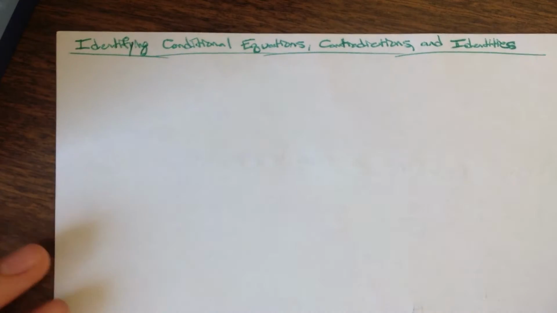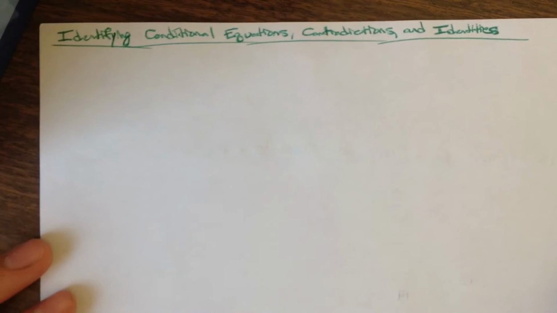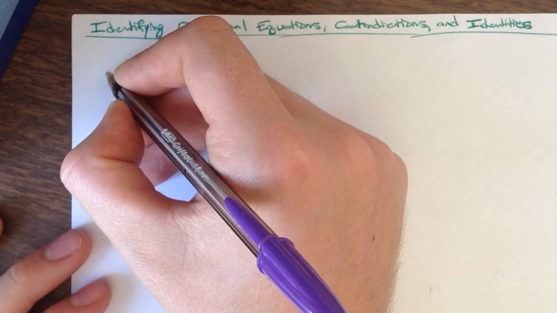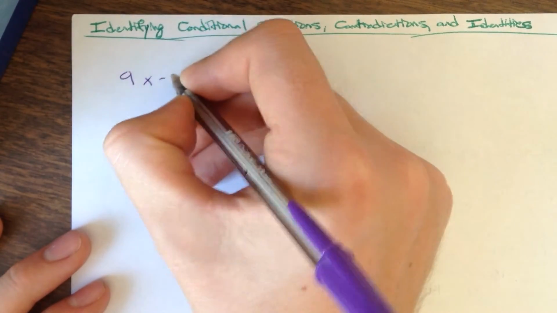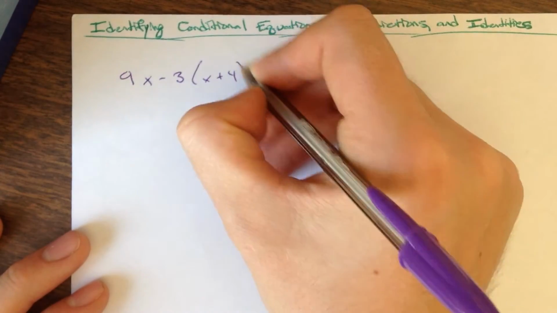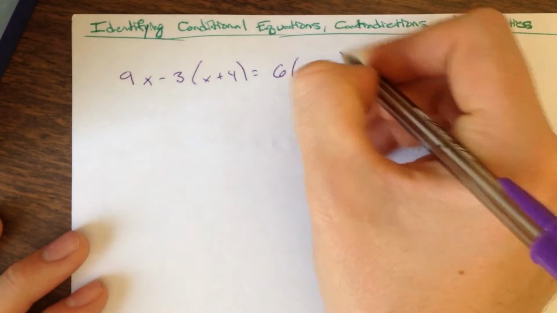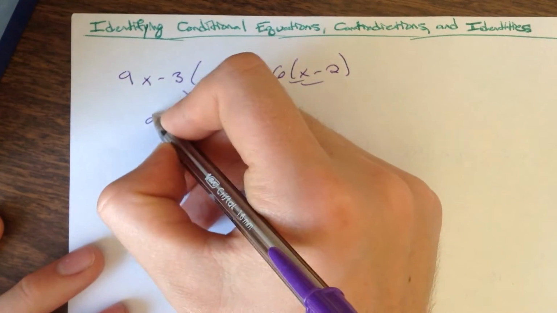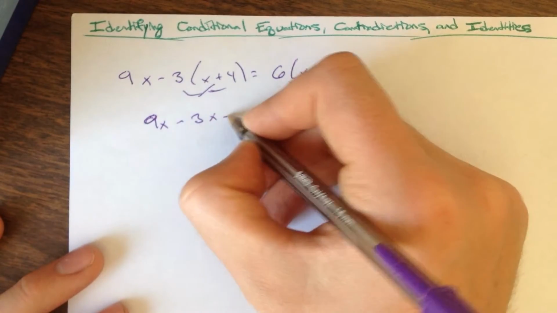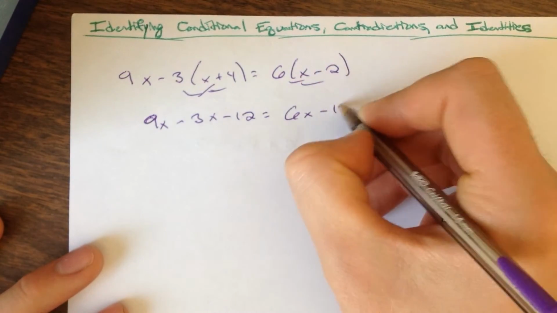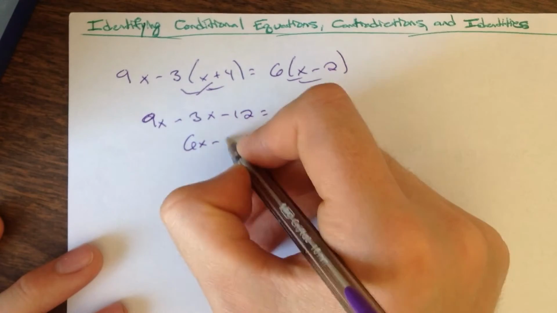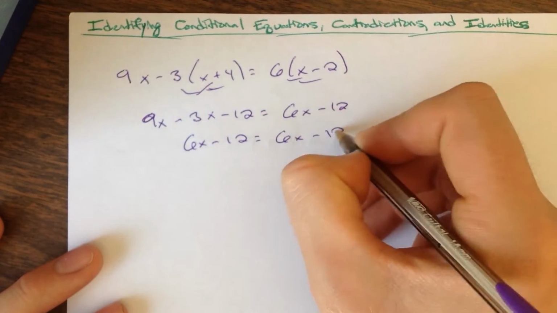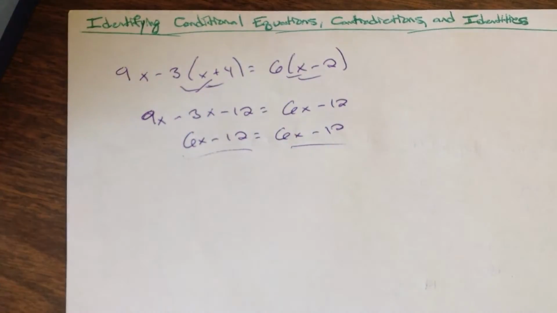If we want to identify conditional equations, contradictions, and identities, we're going to look at a couple examples. So, say for example, we're given the equation 9x minus 3, x plus 4 equals 6, x minus 2. Solving this out, like we've learned over the course of this chapter, we distribute in, combine like terms. Well, notice something. These two things are identical.